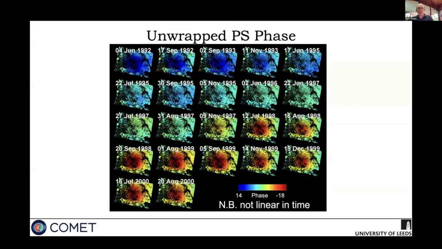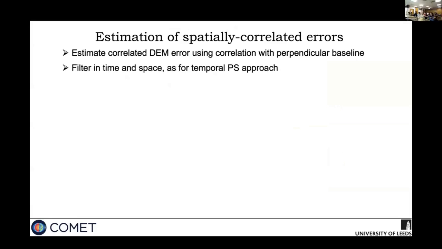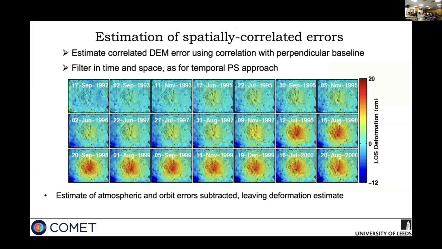Okay, so this is just a result for the same interferograms I showed you before. So the same PS interferograms that I showed you before, having been unwrapped. And then you can do everything else that I already described for the first approach, which is filtering in time and space as I already described. So that's just trying to get a better idea of what your atmospheric signal is and subtracting that.